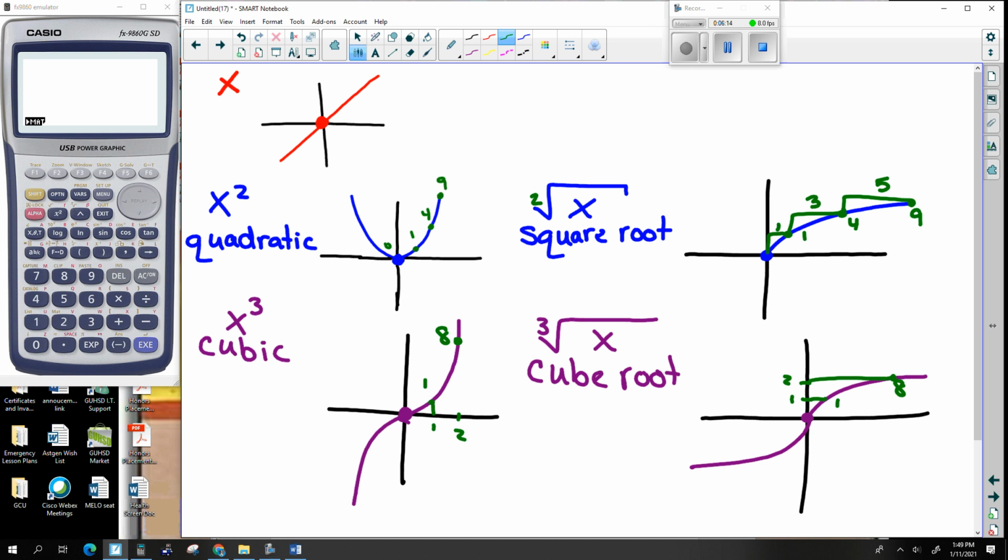The last one that you may want to know, that you'll also see, is an absolute value.